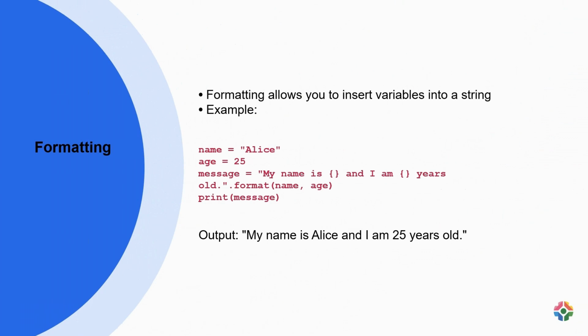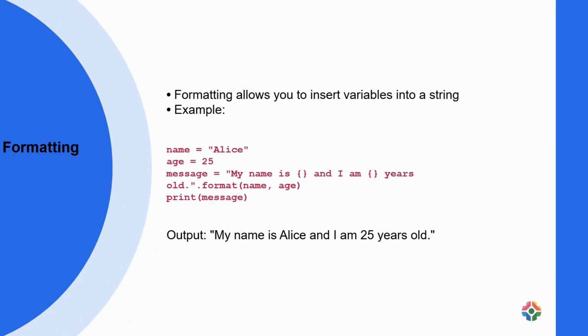Formatting is crucial in inserting variables into strings. In Python, the format method is used for this purpose. In the provided example, the variables name and age are inserted into the message string using curly braces as placeholders. When printed, this string will display the values of name and age in their respective positions, resulting in a dynamic and informative output. This method enables the creation of personalized and flexible messages based on the values of variables.